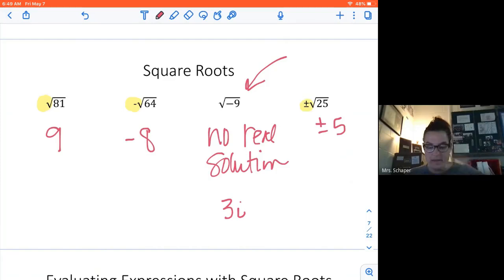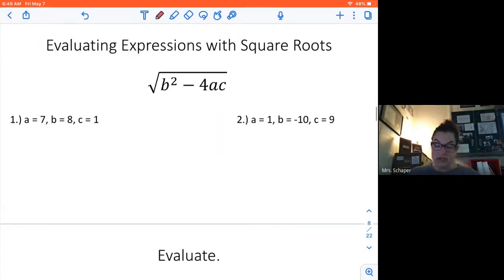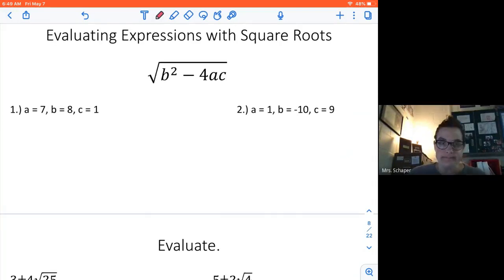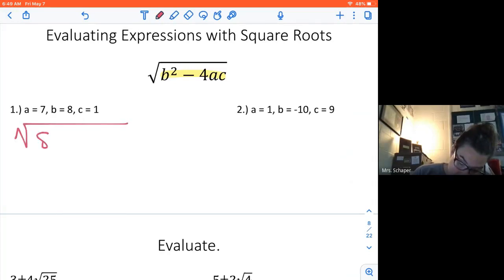All right, just a little bit left, and we're going to give you some work time, okay? So evaluating expressions with square roots. What have we done before? We've given you expressions. We've given you values for numbers, and we've asked you to plug them in and evaluate. We're doing the same thing here, all right? So we have the square root of b squared minus 4ac.